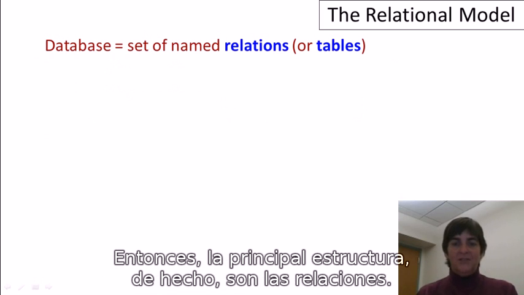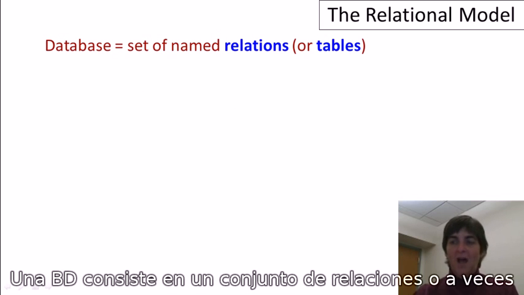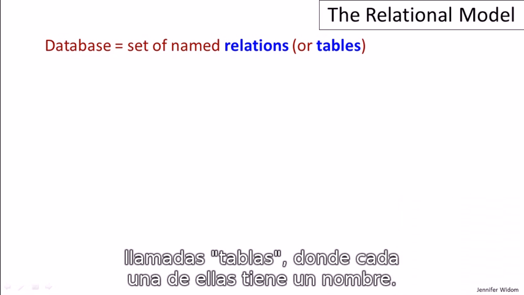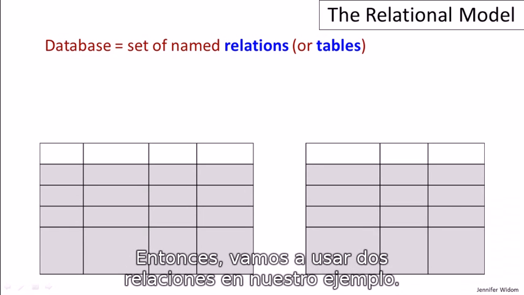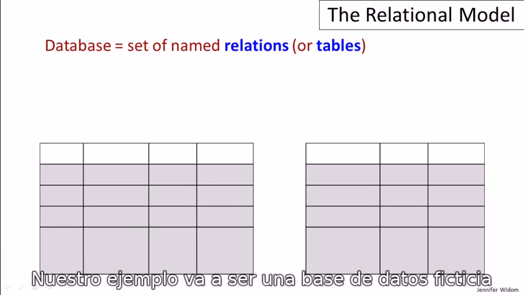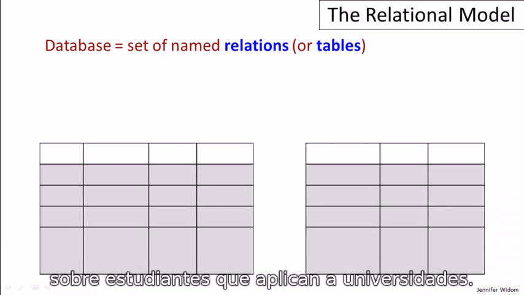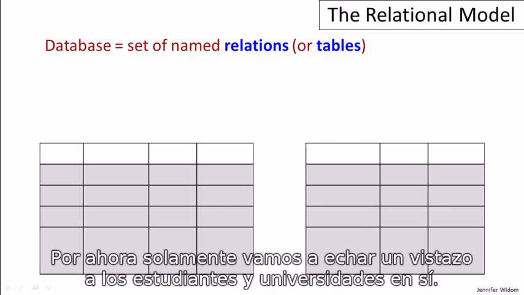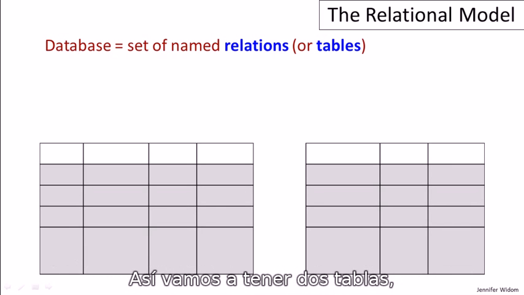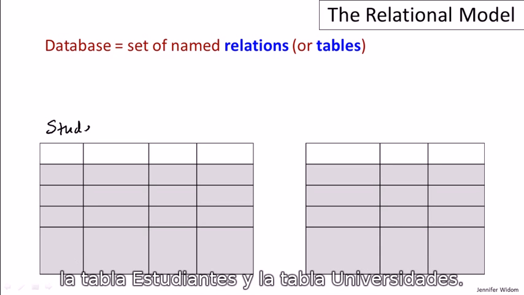So the primary construct is, in fact, the relation. A database consists of a set of relations, or sometimes referred to as tables, each of which has a name. So we're going to use two relations in our example, and our example is going to be a fictitious database about students applying to colleges. For now, we're just going to look at the students and colleges themselves. So we're going to have two tables, and let's call those tables the student table and the college table.